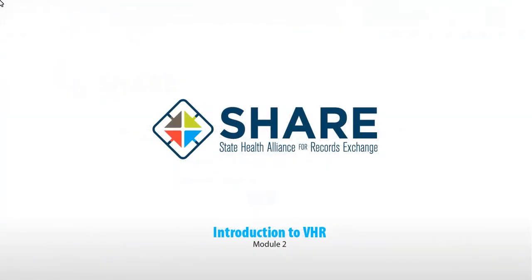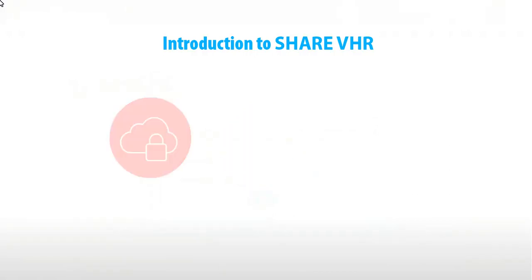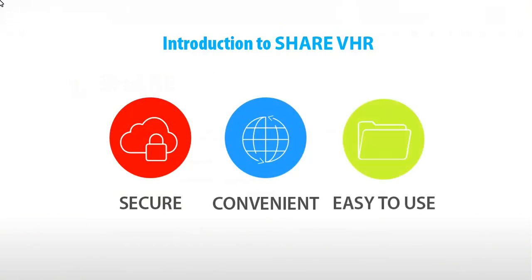Thank you for joining us for an introduction to the Share Virtual Health Record, or VHR. The Share VHR is a secure online portal that retrieves and shows all available health data for a patient that's been gathered from all participating Share providers. You can access the VHR from anywhere with an internet connection and a compatible internet browser.